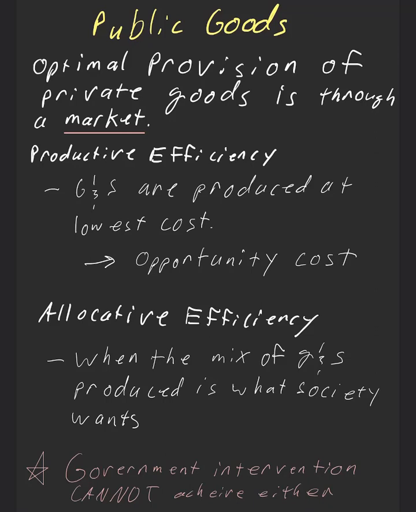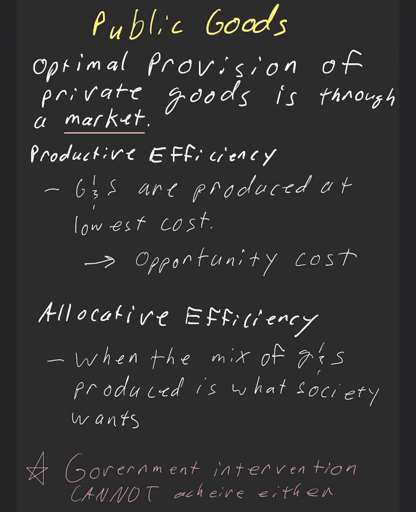The price will determine the highest alternative use of it. If I'm willing to pay that price, then I get it, and it should be the case that my use is the highest valued use of those things. So that guarantees that we're producing these things at the lowest cost. But there's another type of efficiency that we hinted at earlier. This is called allocative efficiency. This is when the mix of goods and services produced is what society wants.